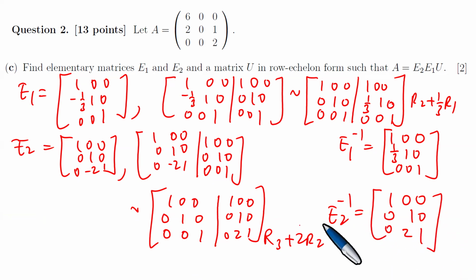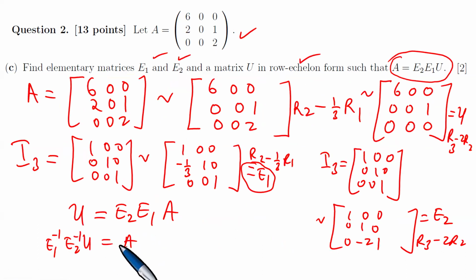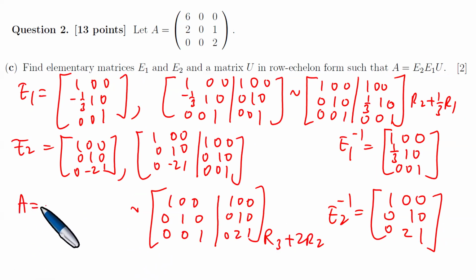Okay, we're going to test these answers anyway. We're going to test them to see if this makes sense in the equation that we need to get. So now you need to remember something: in this case, A must be equal to E1 inverse, E2 inverse, U. Right, so A is E1 inverse, E2 inverse, U. Is this true or false? That is what we need to establish here.